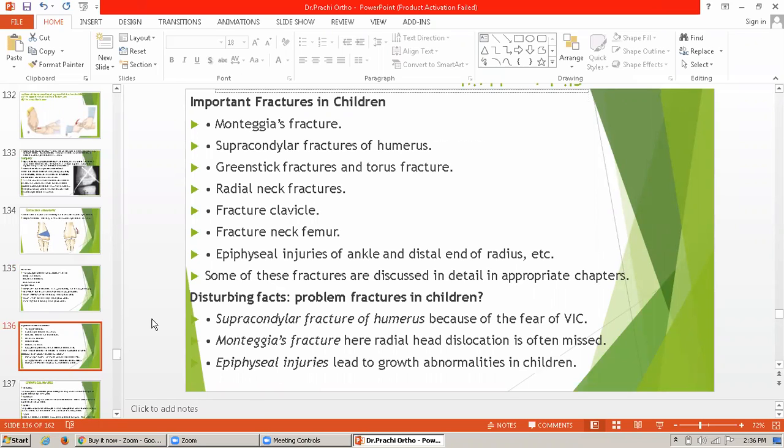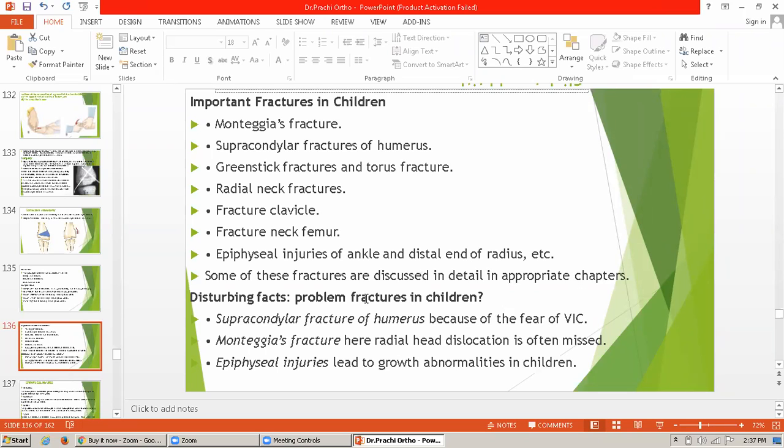Next are the important fractures in children. Important fractures in children are supracondylar fracture of the humerus, greenstick fractures and torus fracture, radial neck fracture, fracture of the clavicle, fracture of the femur neck, then epiphyseal injury of the ankle and distal end of the radius, etc. Some of these fractures are discussed in detail in the appropriate chapter.